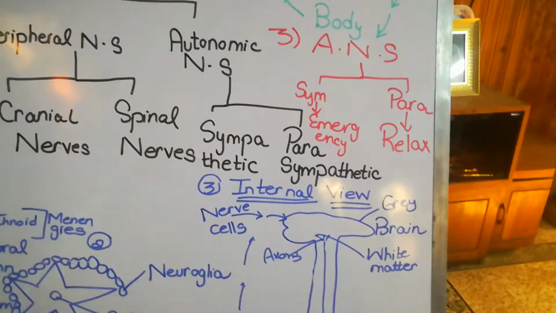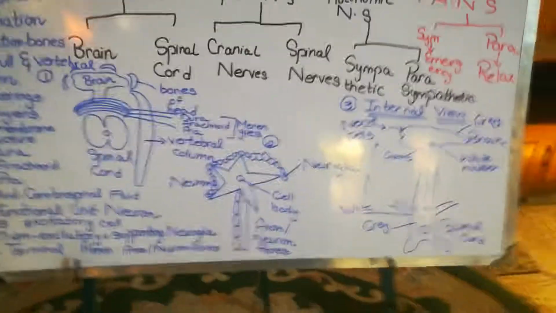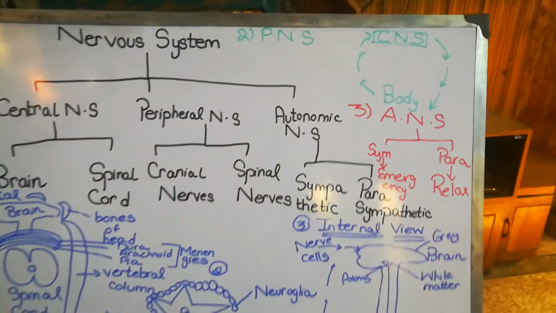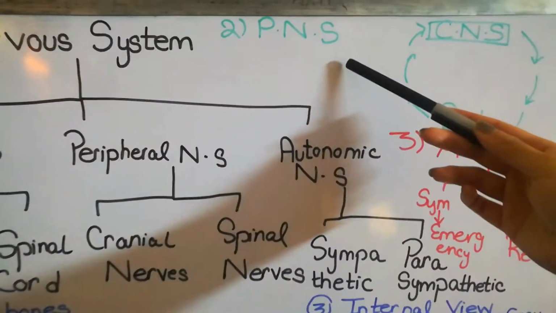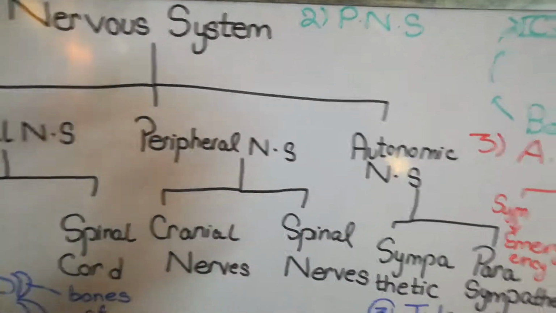And that is how the introduction to the central nervous system is done. Coming to the second type of nervous system, that is the peripheral nervous system. Well, we know that the peripheral nervous system consists of your nerves, cranial and spinal nerves.